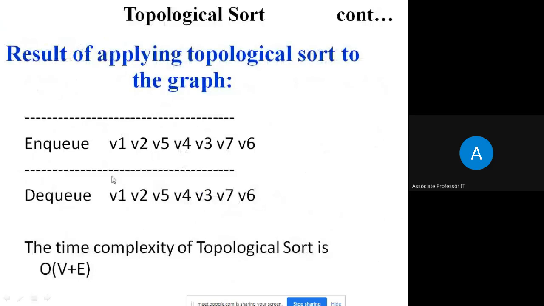Then dequeue from the graph: V1, V2, V5, V4, V3, V7, V6, enqueued in the priority queue. So we dequeue from the graph, but enqueue in the priority queue. The time complexity of topological sort is order of V plus E.